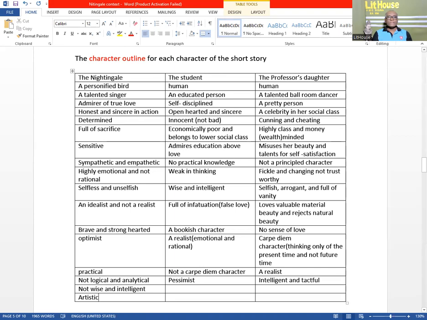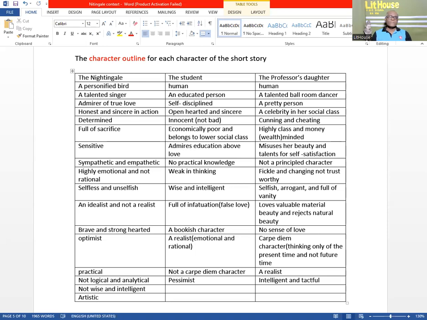Then, selfless, unselfish. Yeah, she's selfless. She never thinks of her life. She thinks of other people. Therefore, she is helpless. And unselfish. She thinks of other people rather than herself. Unselfish character. Nightingale sacrifices her life for other people.